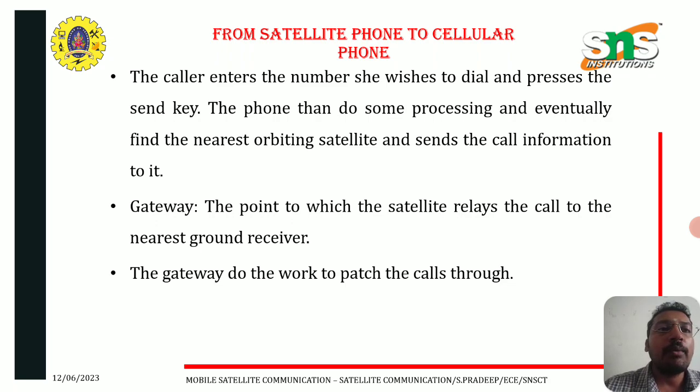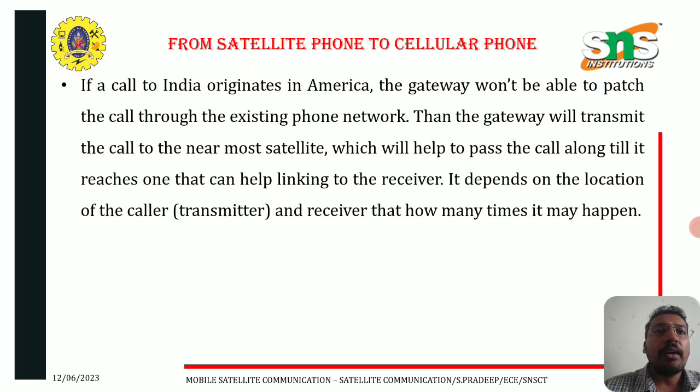The gateway does the work to patch calls through. If a call to India originates in America, the gateway won't be able to patch the call through the existing phone network. Then the gateway will transmit the call to the nearmost satellite, which will help to pass the call along till it reaches one that can help link to the receiver. It depends on the location of the caller and the receiver how many times this may happen.